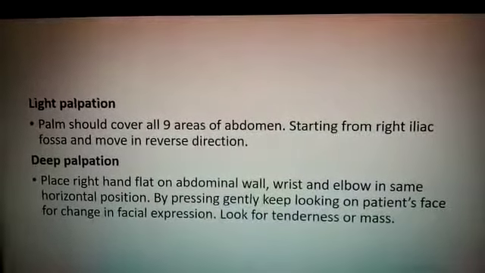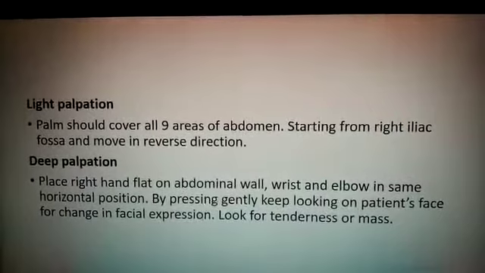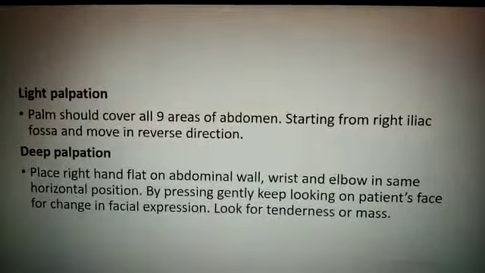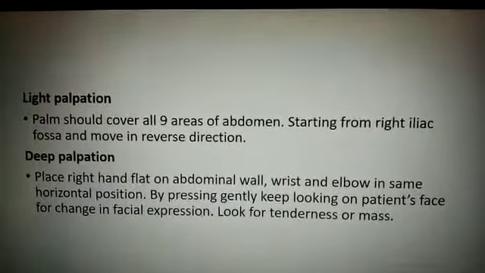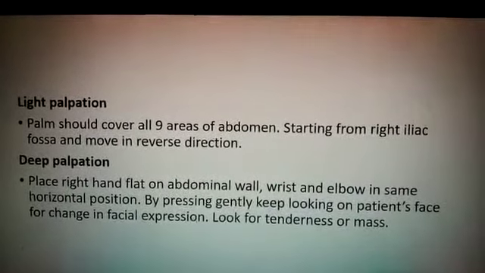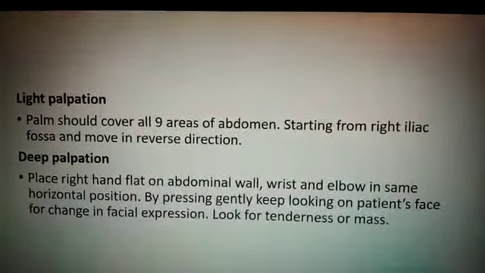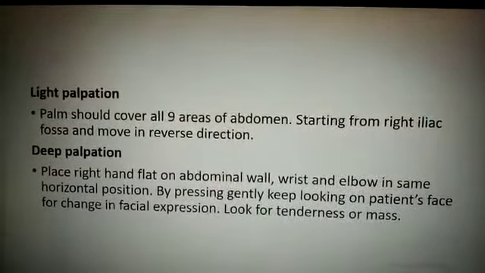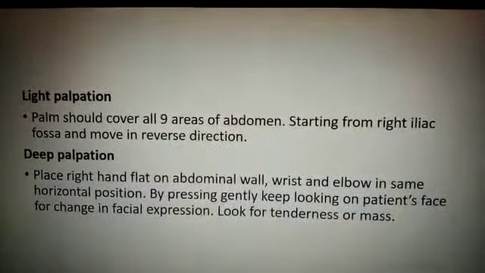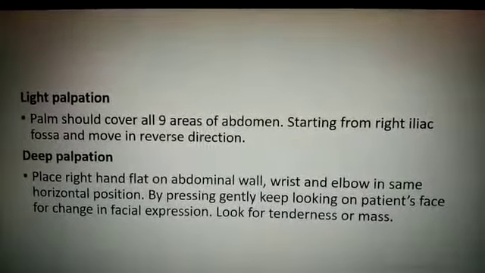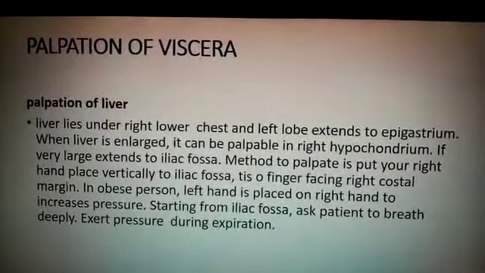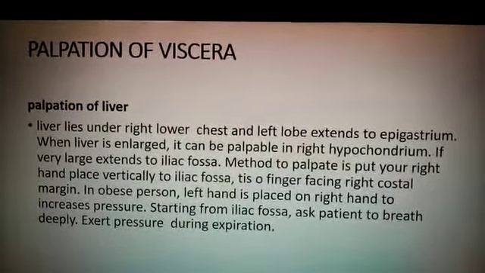Light palpation: the palm should cover all 9 areas of the abdomen, starting from the right iliac fossa and moving in the reverse direction. In deep palpation, place the right hand flat on the abdominal wall, with wrist and elbow in the same horizontal position. By pressing gently, keep looking at the patient's face for change in facial expression. Look for tenderness or mass.